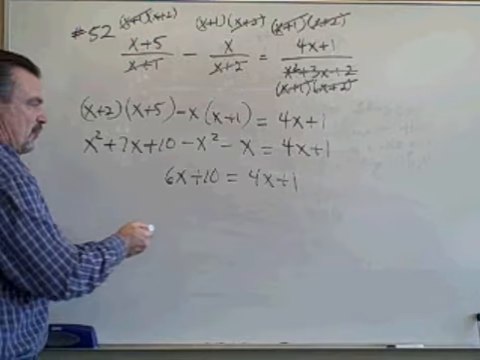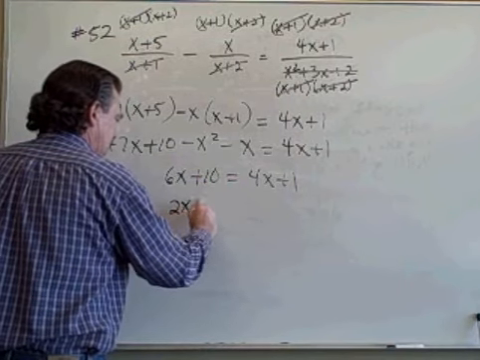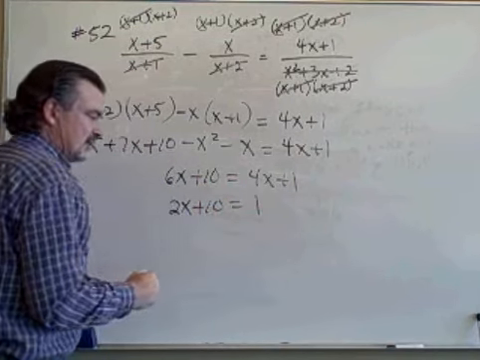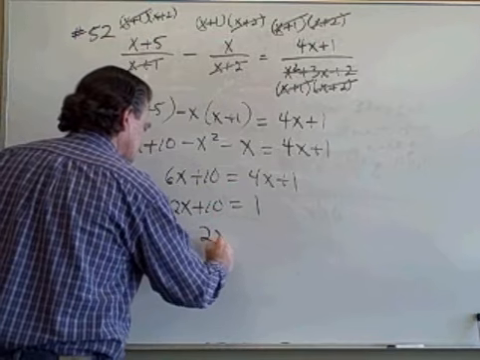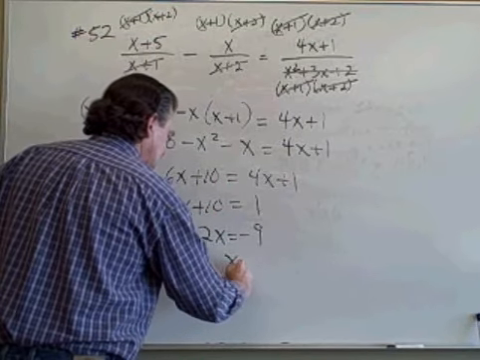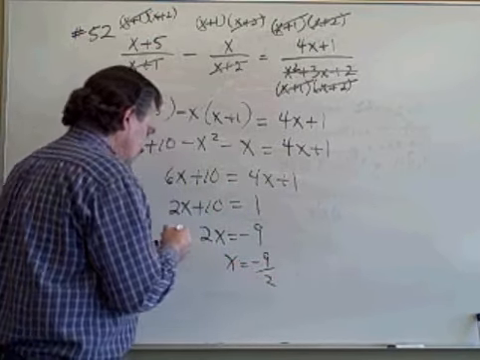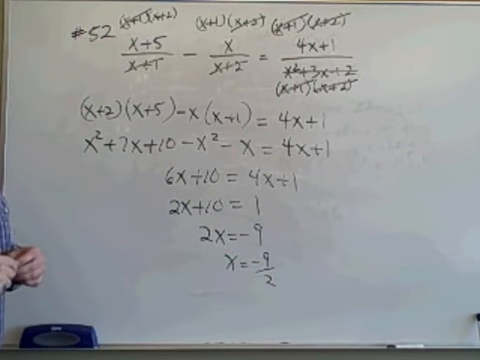So I'll subtract 4x from both sides, subtract 10 from both sides, and dividing by 2, we get our solution that x equals negative 9/2.